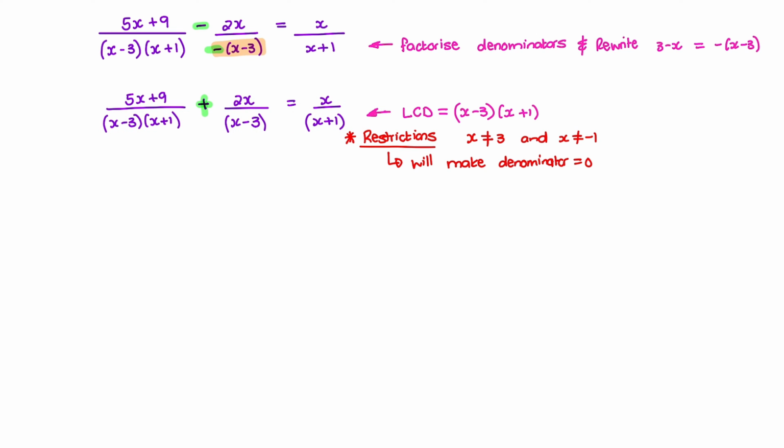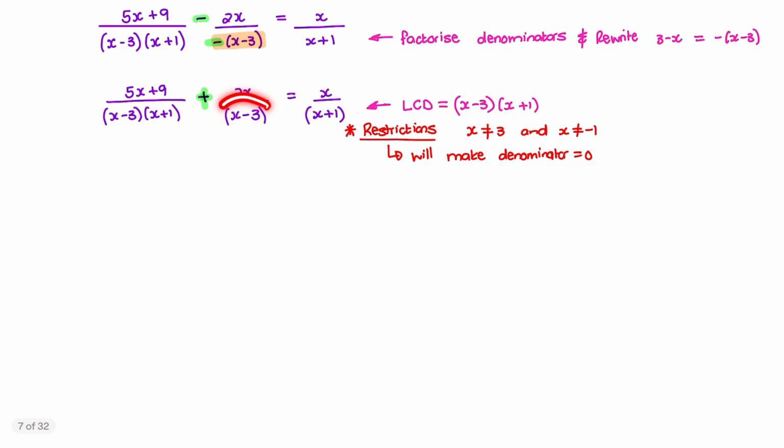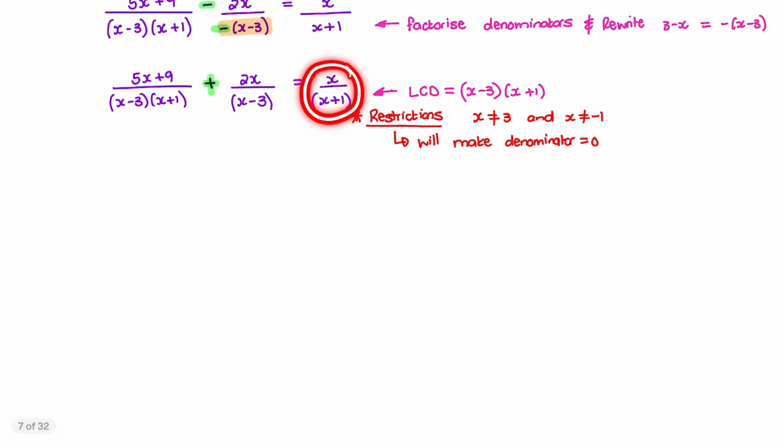So here we can see the sign change rule as mentioned before, and now we continue investigating our denominators. And we want to create the lowest common denominator. So in the first term, we have x minus 3 and x plus 1. But in the second term, we only have an x minus 3. So it needs an x plus 1. And on the right-hand side, we only have an x plus 1, so it needs an x minus 3. So our lowest common denominator is (x minus 3) times (x plus 1).